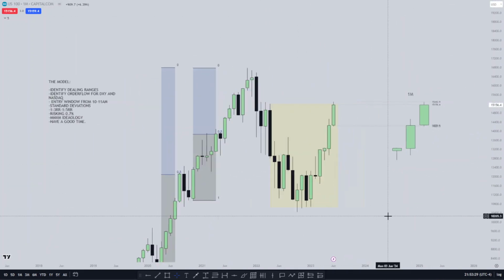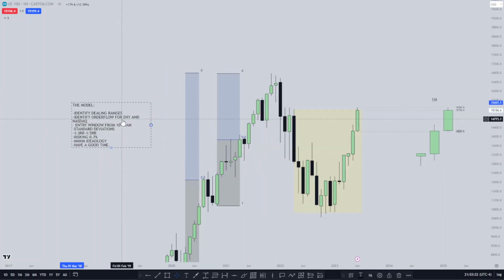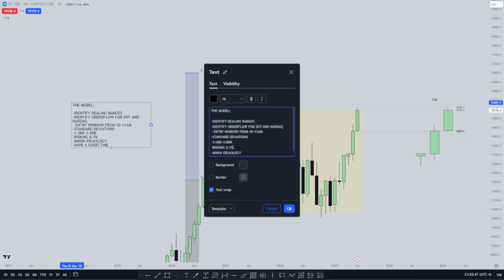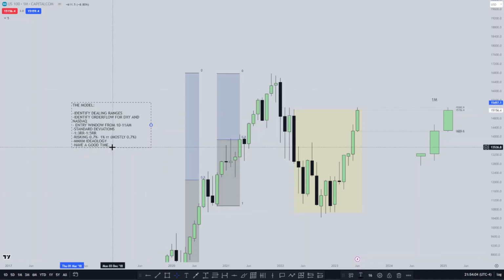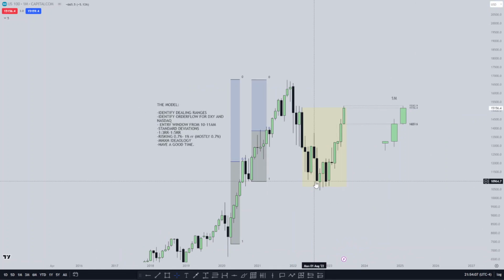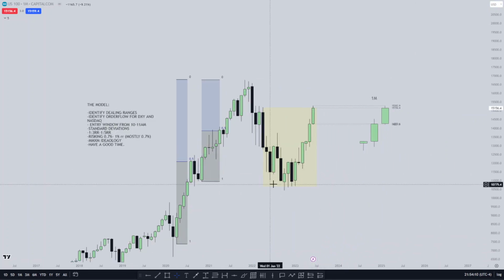So we've gone through identifying the daily range, identifying order flow for DXY and Nasdaq, then entry window from 10 to 11 a.m., standard deviations, 1 to 3 RR to 1 to 5 RR, risking 0.75. Actually, let's change the risk to 1 to 5, 1 RR, or mostly 0.7%, because that's what I'll be mostly risking. And then MMXM ideology, then have a good time. So this is all the models I have. This is basically the model I'll use at this moment.